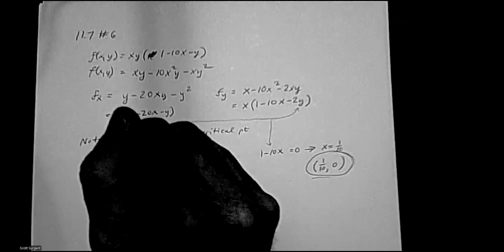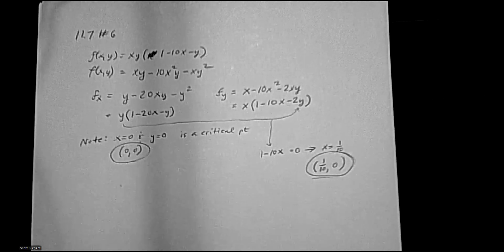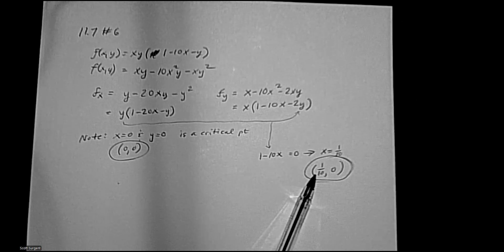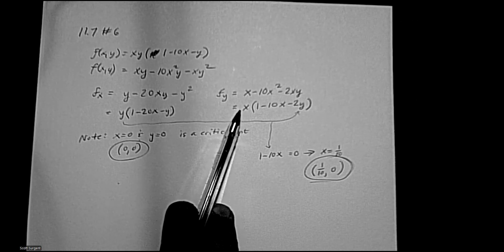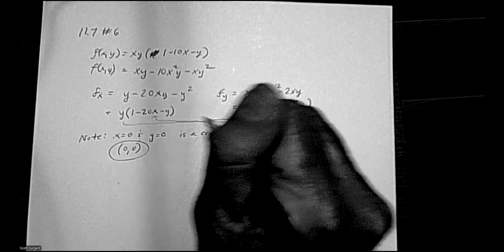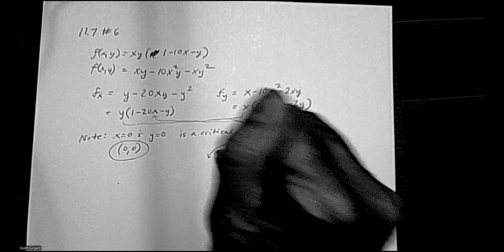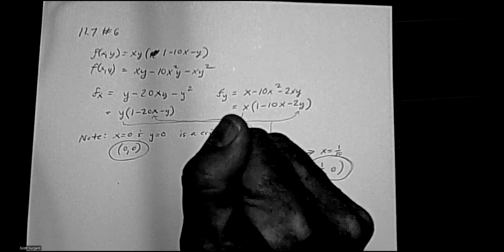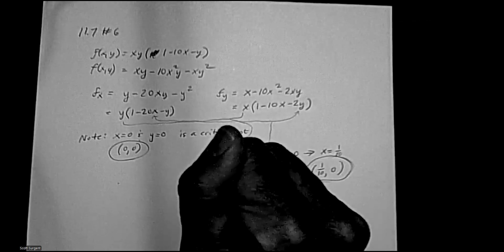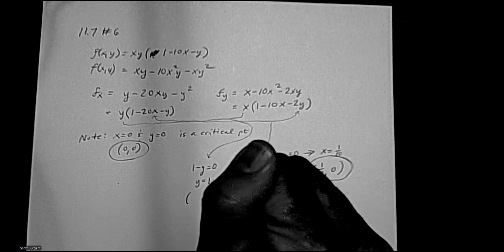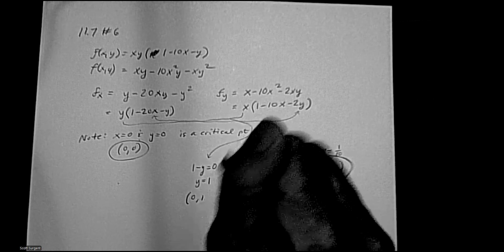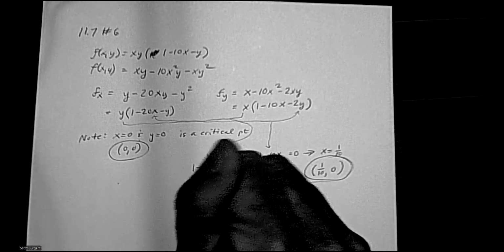So we know that (0, 0) is a critical point. We know that (1/10, 0) is a critical point. So far, so good? Yes. Now we're going to do the same thing over here. We're going to take this x, which we know is 0, and plug it in there. That's going to make 1 minus y. We're going to force that to be 0, so y is 1. So that creates a critical point of (0, 1). Is that right? Yeah. So that's a third critical point.